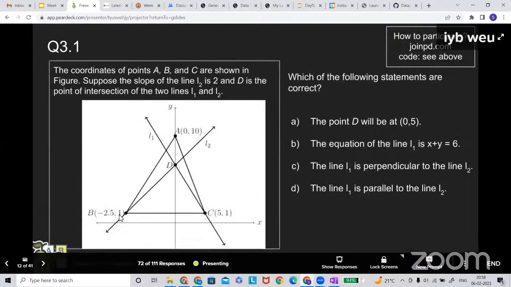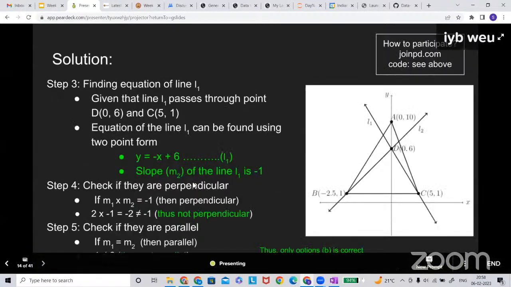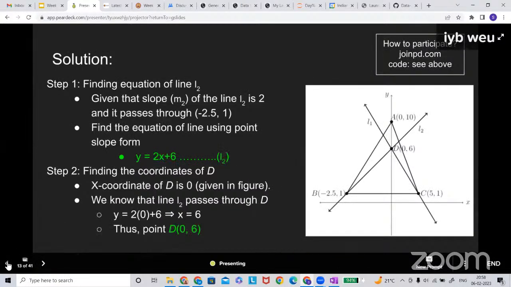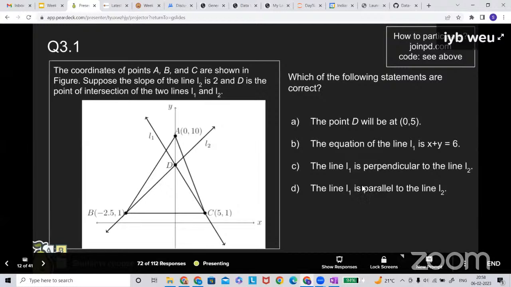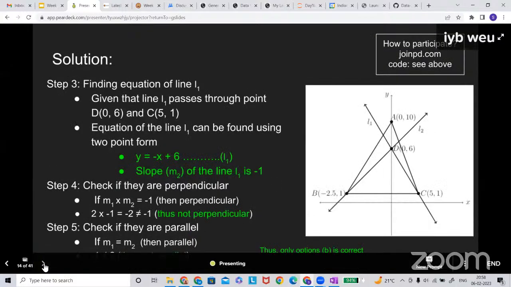Which option is going to be true? Option B, sir. Option B. Okay, x plus y equal to 6. Okay, fine. So option B is the only correct option, and the rest three are not. I hope all of you got the idea how to solve it.